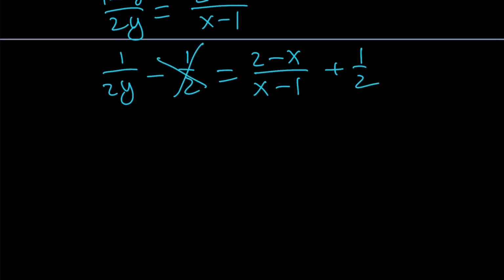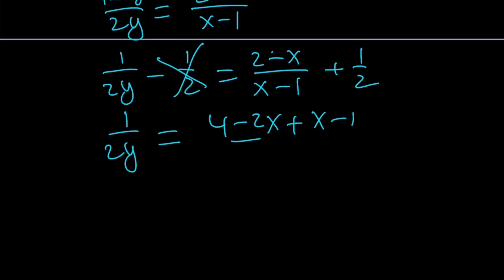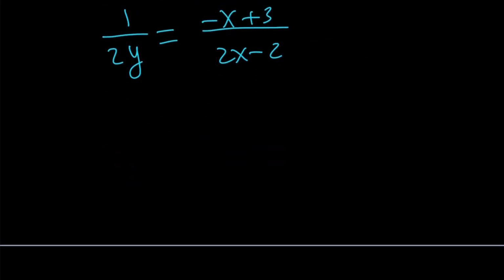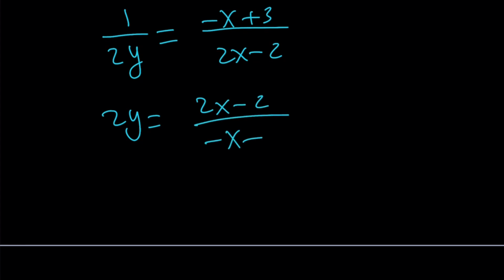Now I got 1 over 2y. Let's go ahead and simplify the right hand side, make a common denominator, multiply by 2, 4 minus 2x, multiply by x minus 1, divide by 2x minus 2. Simplify the numerator, negative x plus 3, divide by 2x minus 2, and then flip again. You get 2y equals 2x minus 2 over negative x plus 3. Now divide both sides by 2, and you'll get the answer.